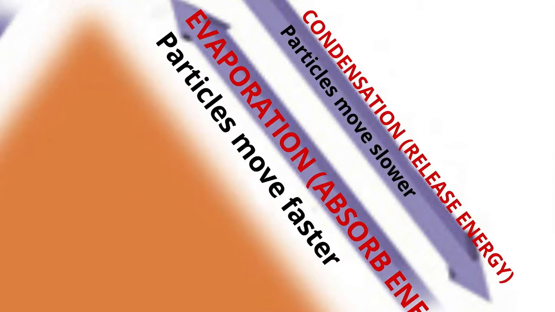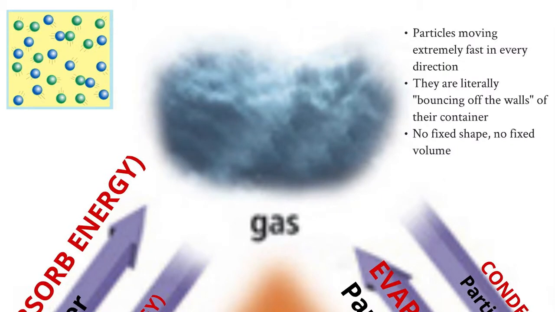when the particles in a liquid absorb energy, they begin to move faster and faster, and they begin to evaporate. This is the process of evaporation. When this liquid absorbs energy and the particles move fast enough, it turns into a gas. So now the particles are moving around extremely fast because they absorbed so much energy, and now the state of matter can be considered a gas.